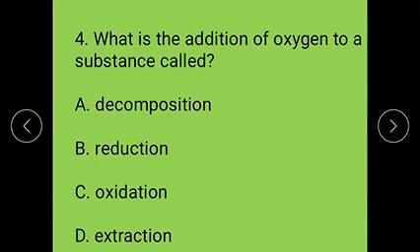What is the addition of oxygen to a substance called: decomposition, reduction, oxidation, extraction? Addition of oxygen is called oxidation.